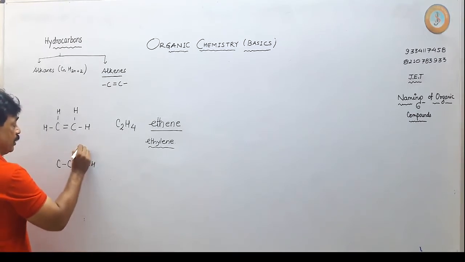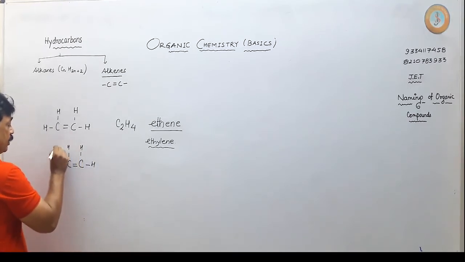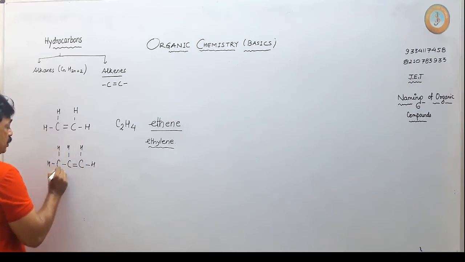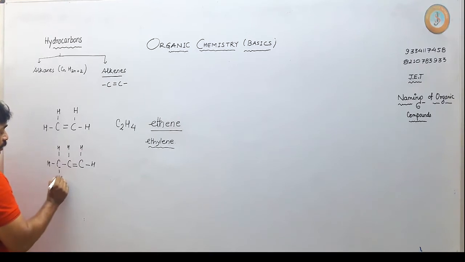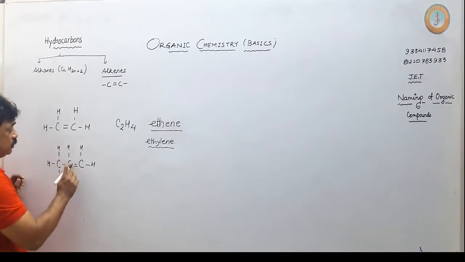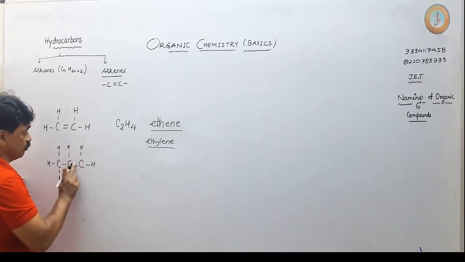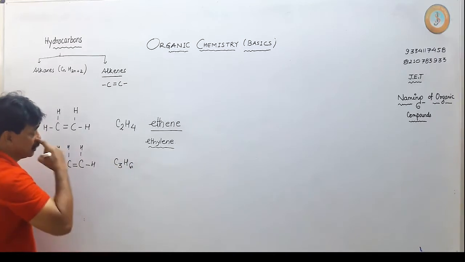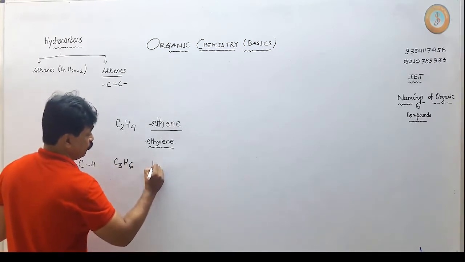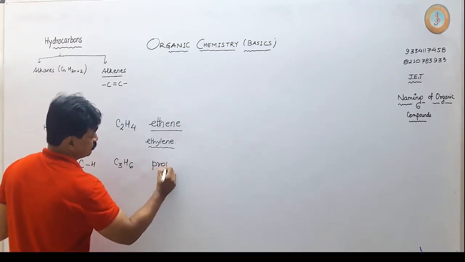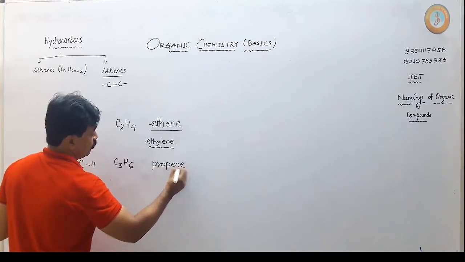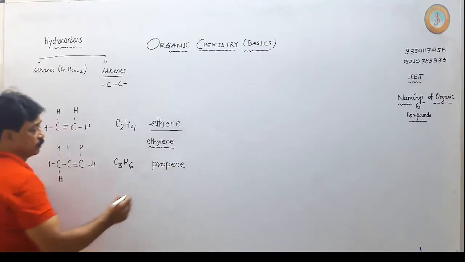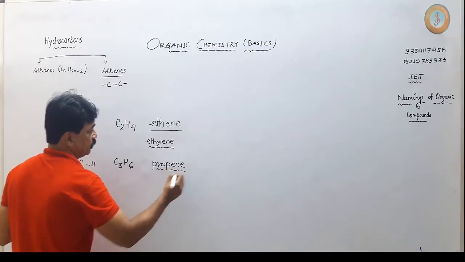H, H, H, H, H and H, and count and confirm that you have correctly put the number of sticks, 1, 2, 3, 4 for this carbon atom, 1, 2, 3, 4 for this carbon atom, and therefore this formula will be C3H6, and this will be known as propene. Pro means 3 and ene means double bond. Propene.